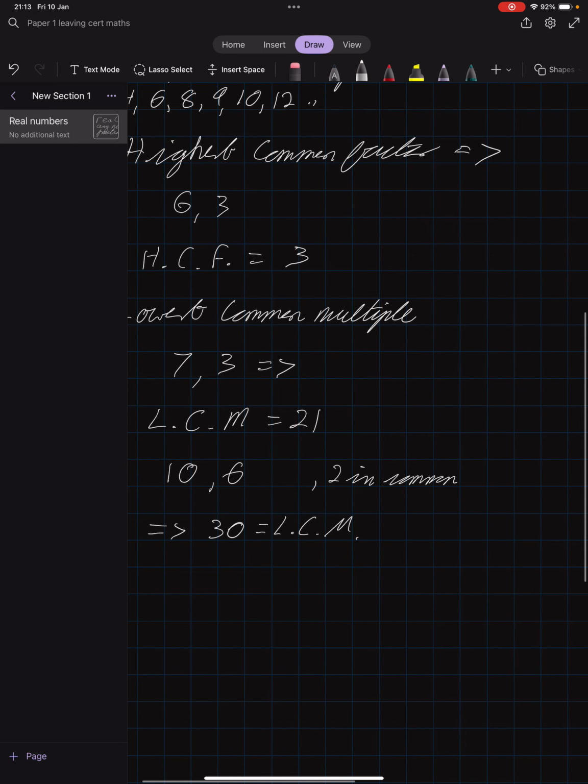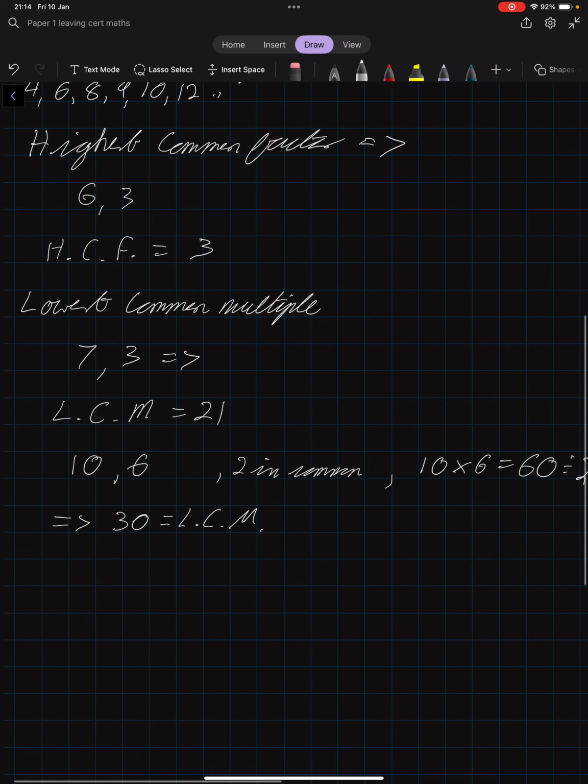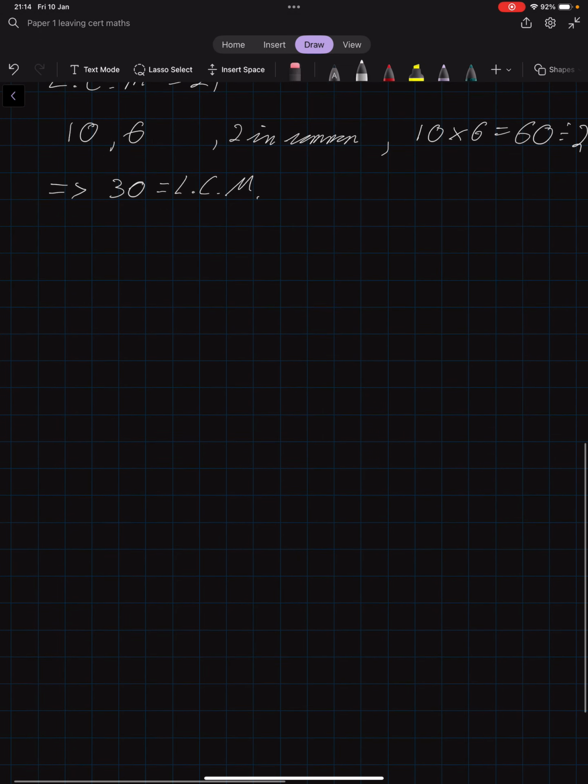So when I say that they have 2 in common, what I mean is that 2 goes into 6 and 2 goes into 10. And so in this case, if I do 10 multiplied by 6 to get 60, I can then divide this by 2, and then I get 30. Okay? So that's another way of viewing these.